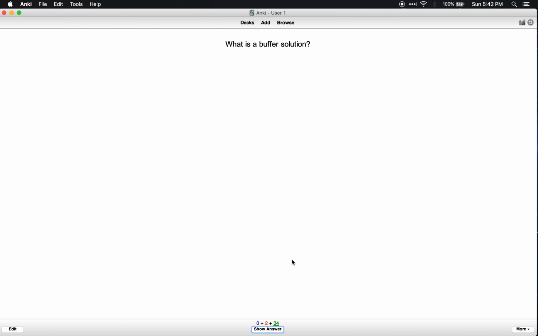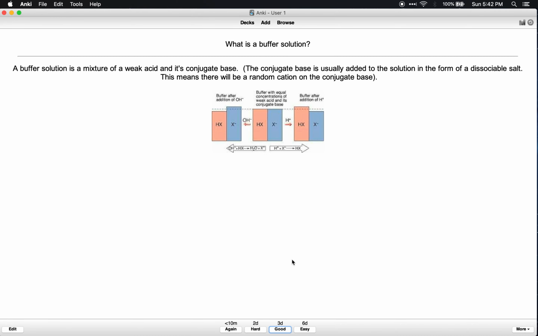Buffer solutions are just a weak acid and its conjugate base.